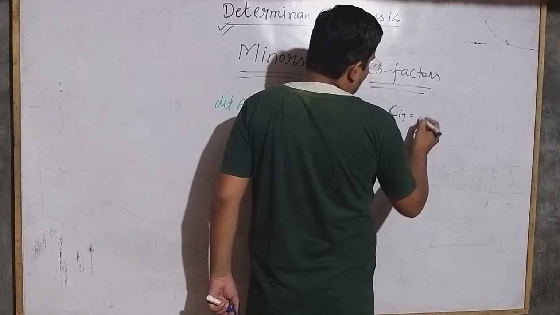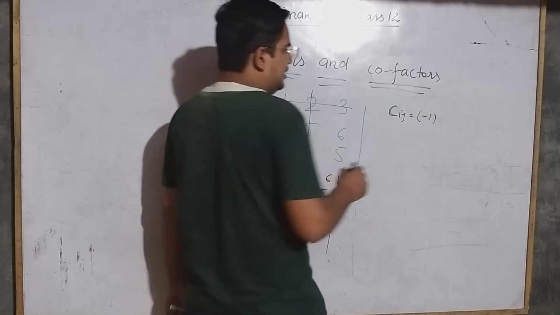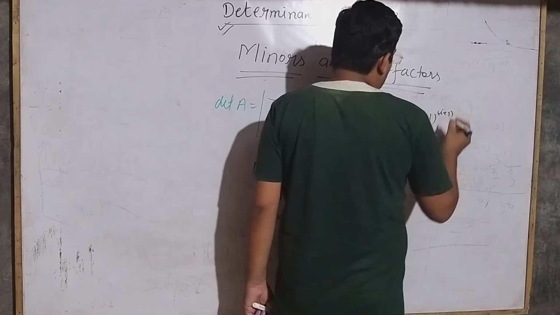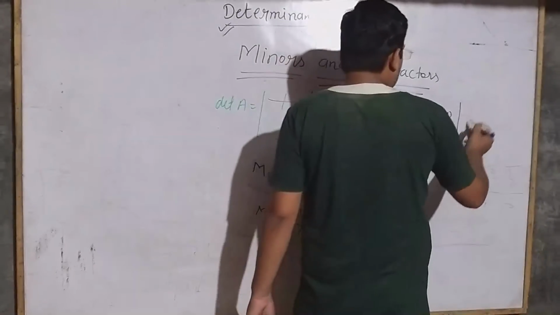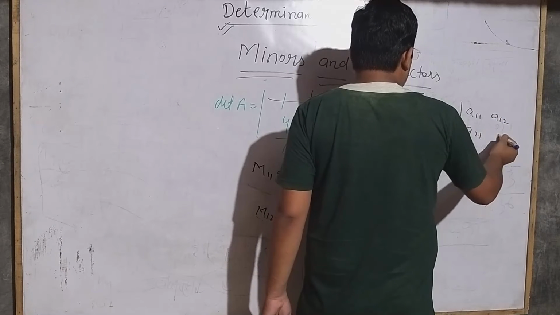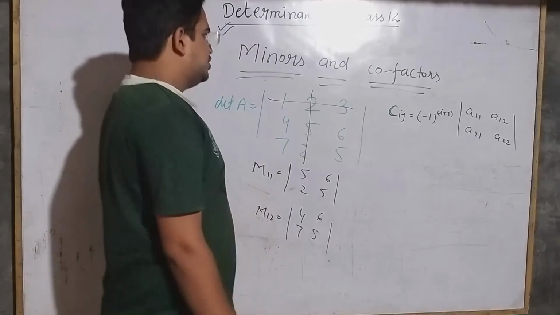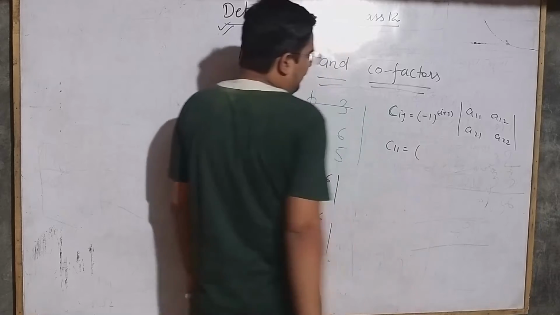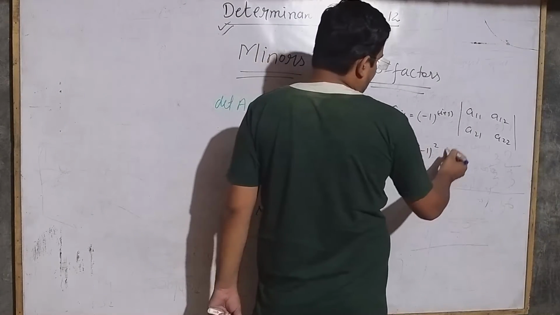Cij is equal to minus 1 to the power i plus j, and here you have the elements like A11, A12, A21, A22. Let me tell you how to do it. If I talk about C11, what will happen for C11? This is minus 1, and this is i, this is j, so it becomes a square.